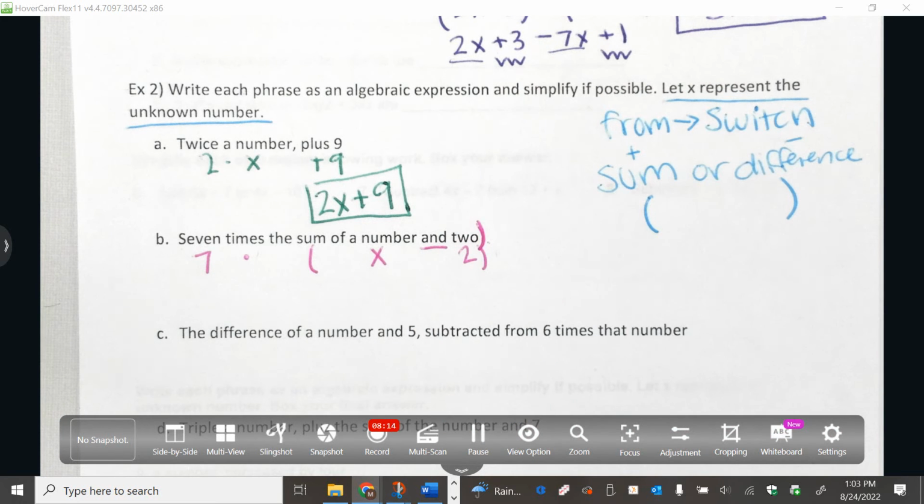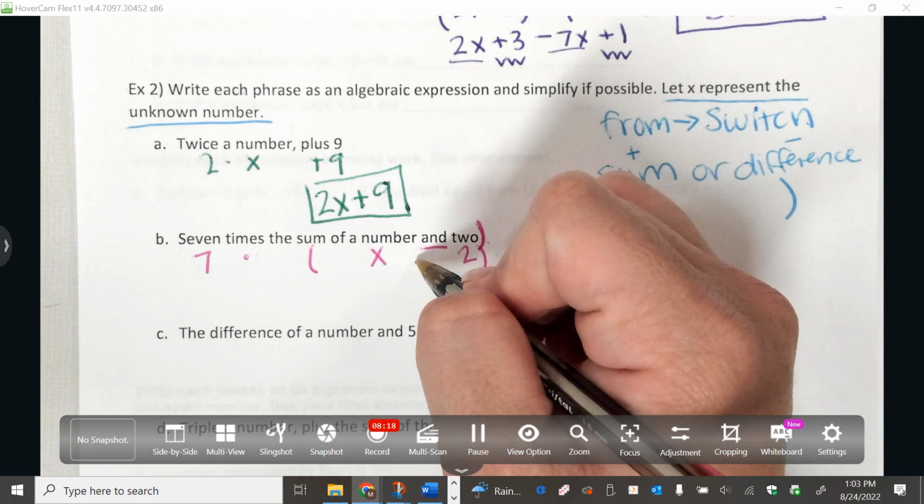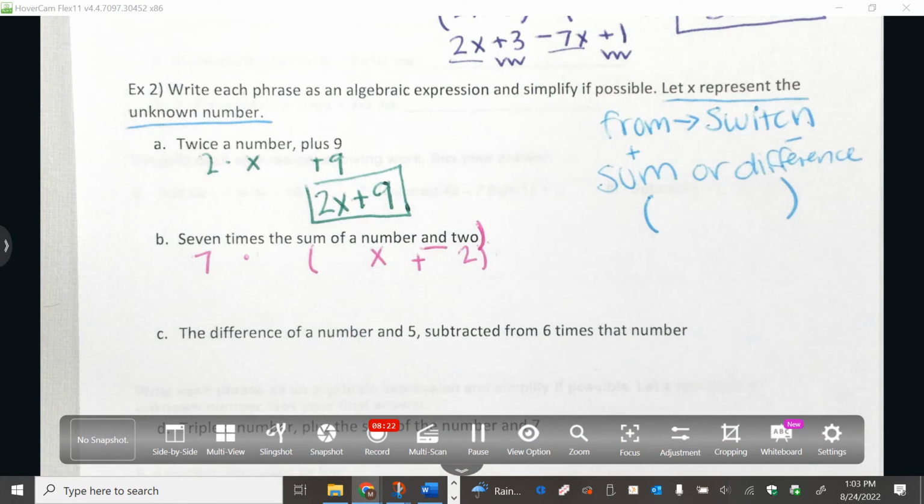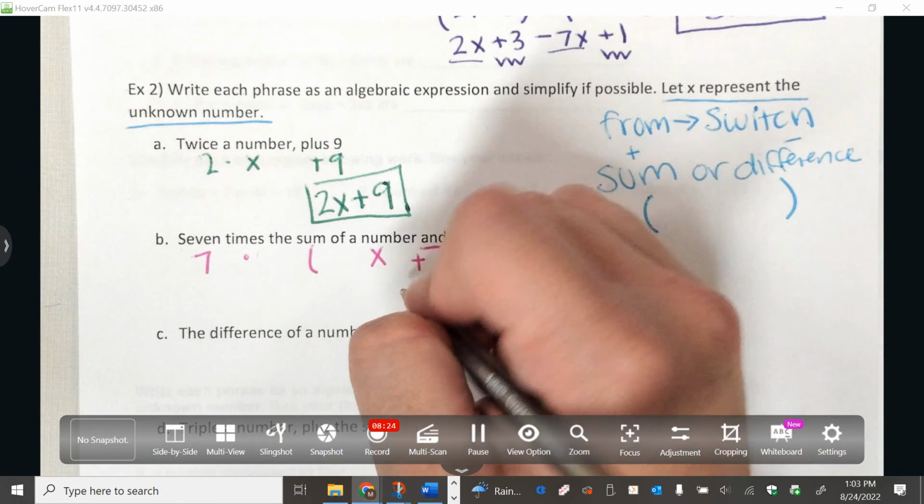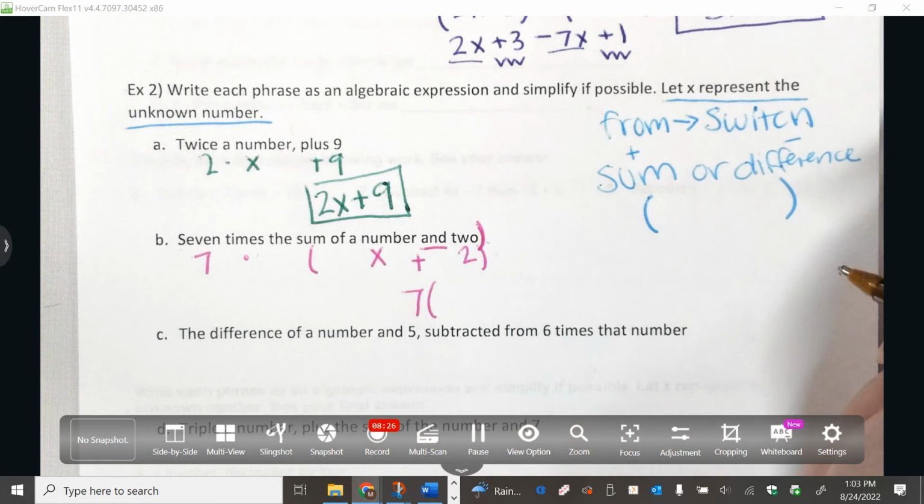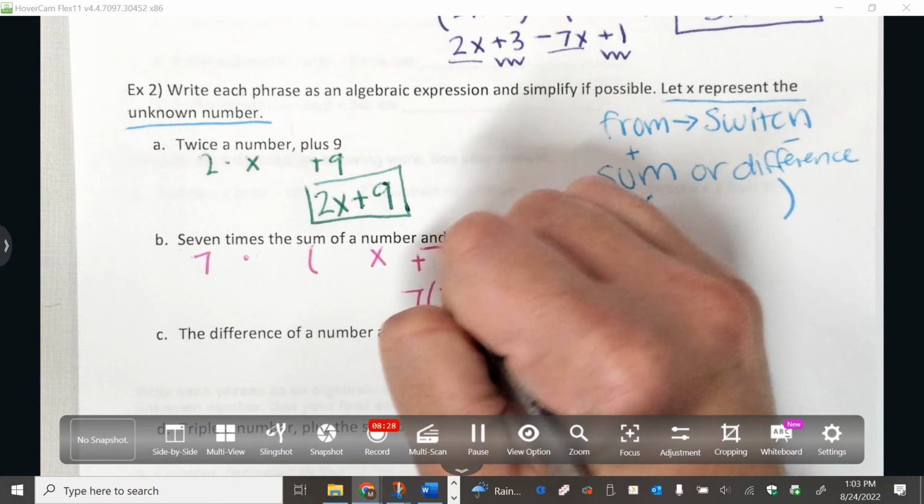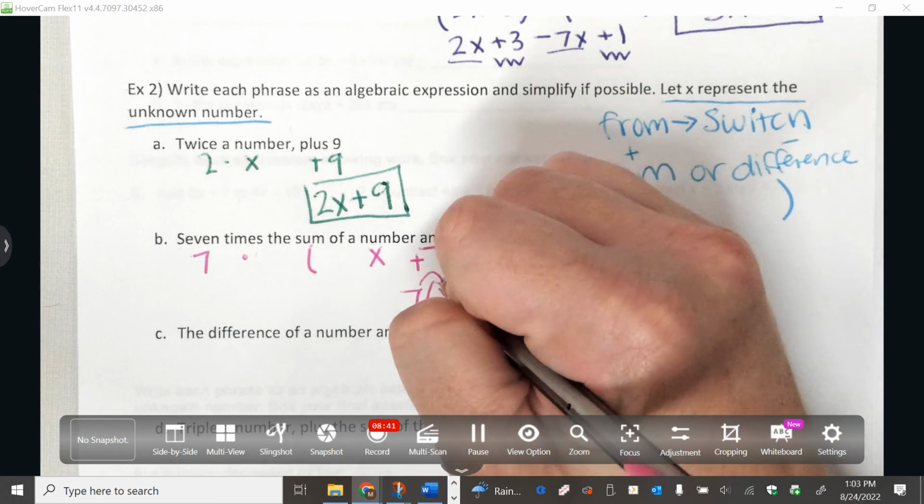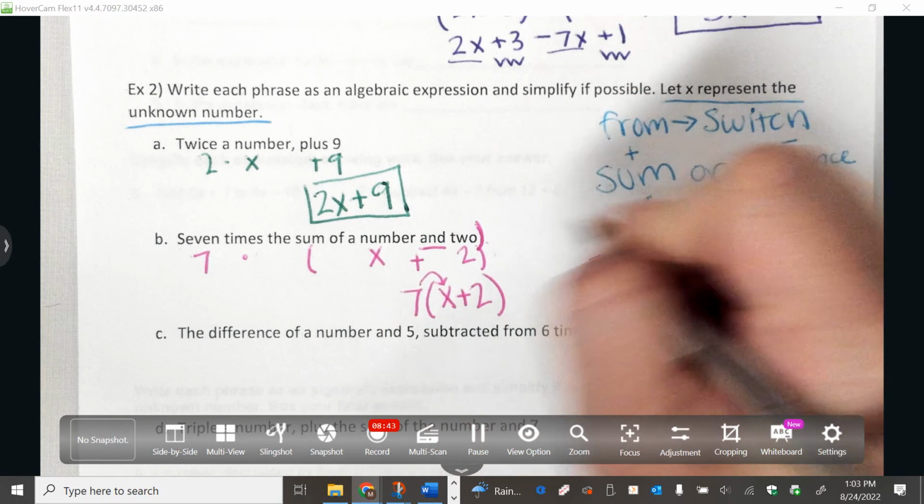Does that make sense? Okay, well, sum tells me to do what in the middle? Add. Well, 7 times parentheses. Parentheses represent multiplication, so I don't have to put both. It's just this. So that is what that's saying. Yes? Okay, can that be simplified? Yeah, how do I simplify it? Distribute. What's 7 times x? 7x. And what's 7 times 2? 14.